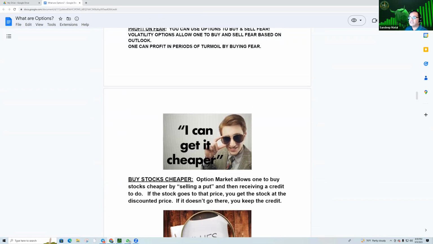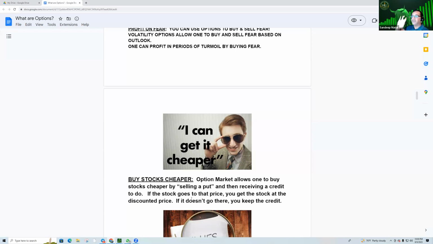So you can actually invest and profit in fear in the markets with options. What else can we use them for? Why else do we use them? Another way is you can buy stocks cheaper with them. Option markets allow you to buy stocks cheaper by what we call selling a put, which we will certainly explain in detail later. But just at a high level, you sell a put and you receive a credit. And if the stock were to drop to that price, you are given that stock at the discounted price, offset by the credit you received.